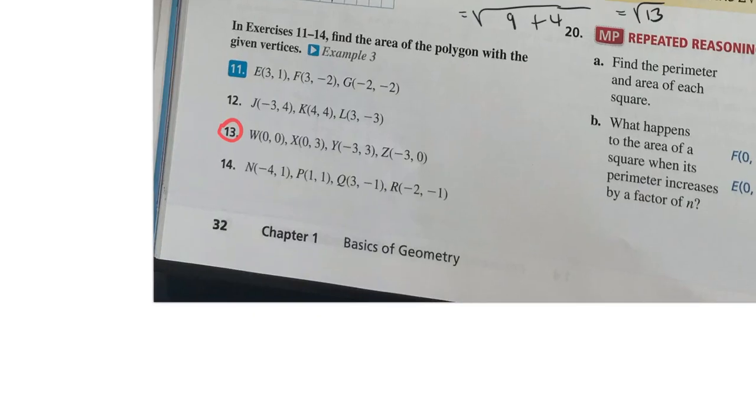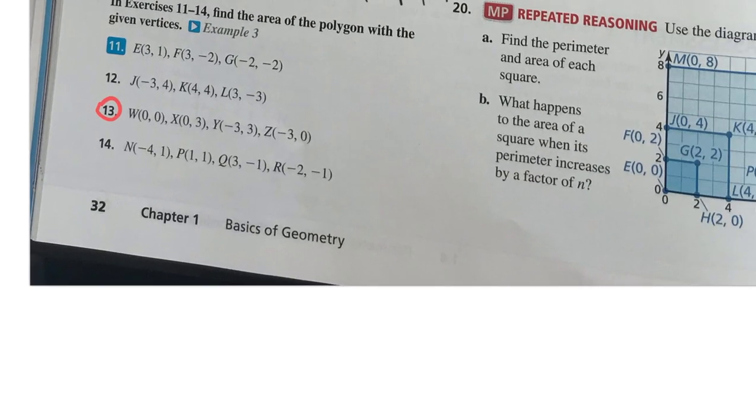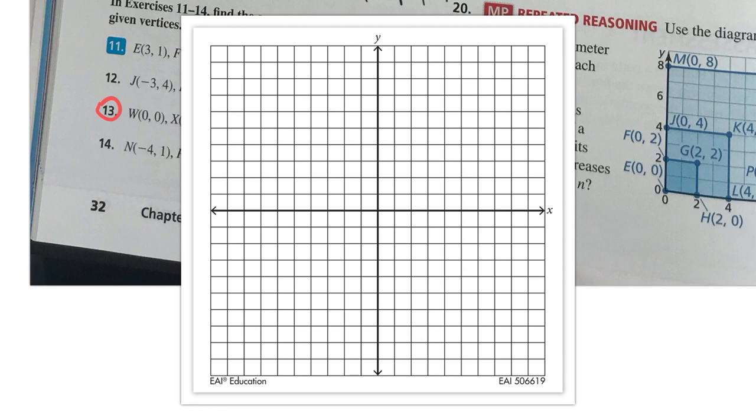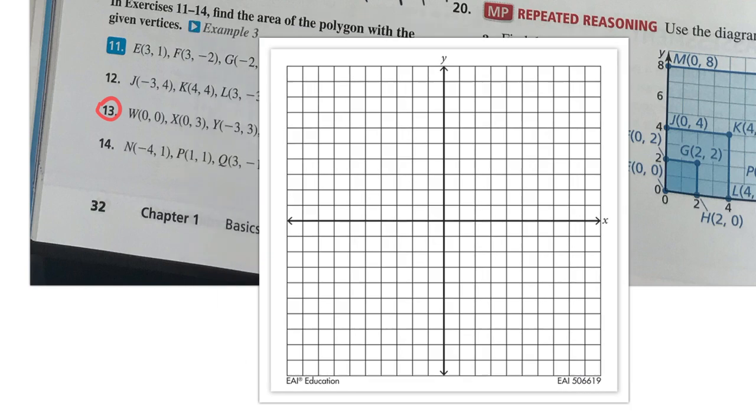All right, problem number 13. They want us to find the area of the polygon with those vertices. Well, of course, we should be bringing out our trusty XY coordinate plane for that.